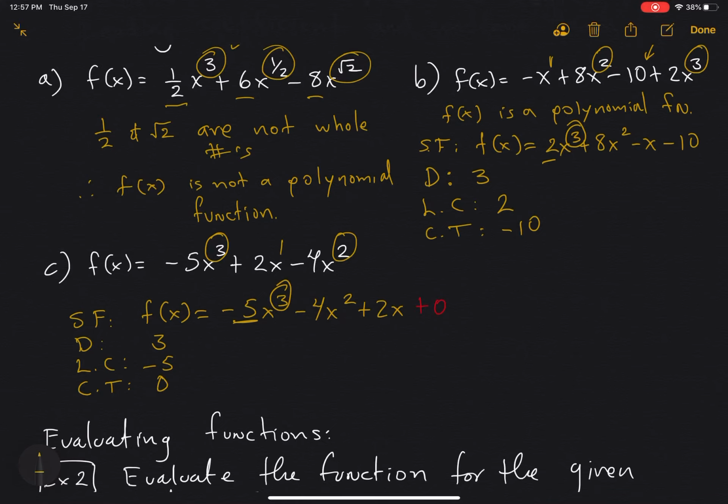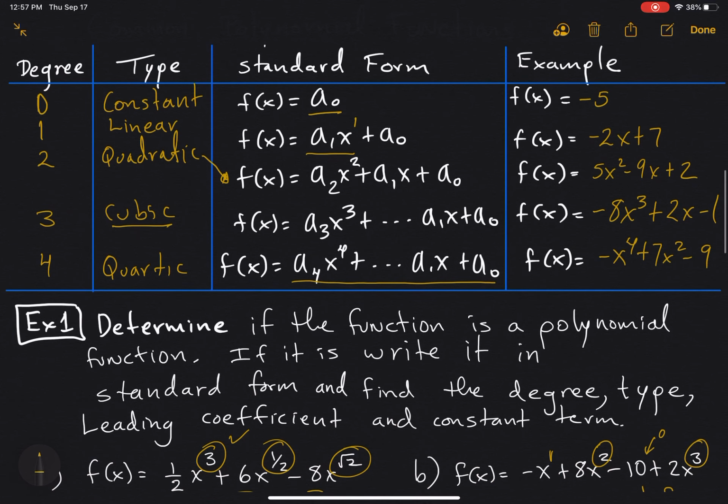And by the way, I forgot to mention the type on the previous one. So what is the type? Because the degree is 3, we call it cubic. On this one, the degree is 3 as well, so we also call it cubic. Please refer back to the chart up here for the names or the types of the polynomial functions.